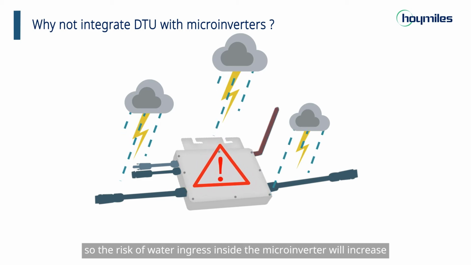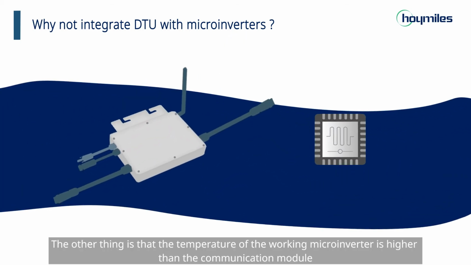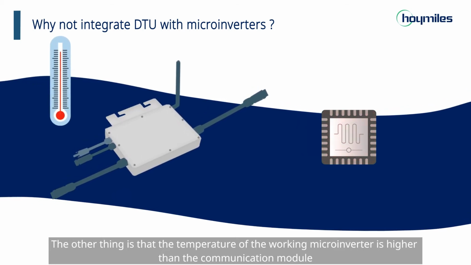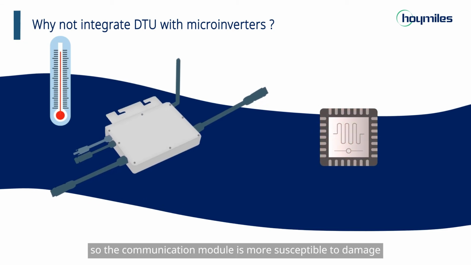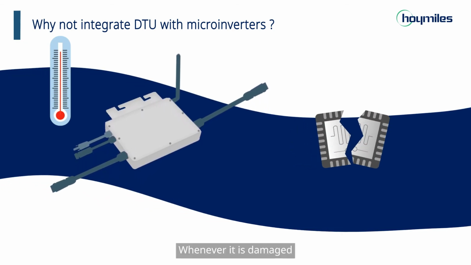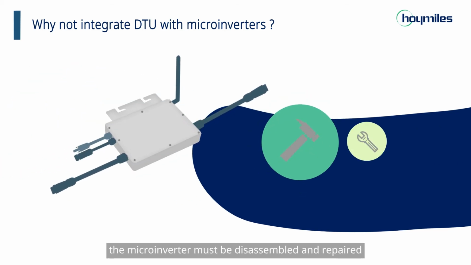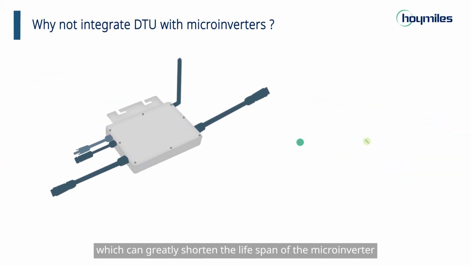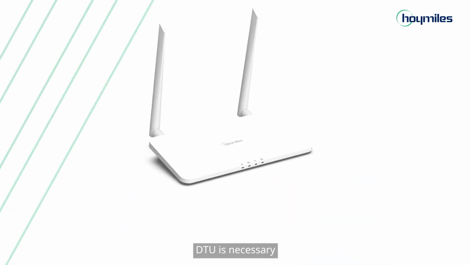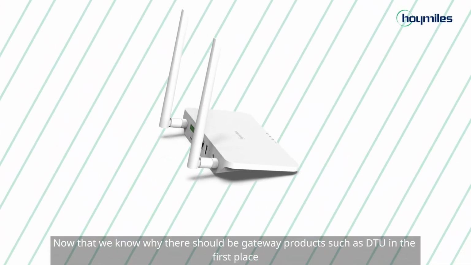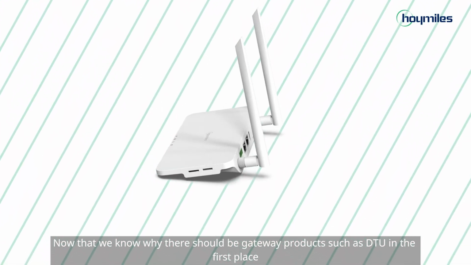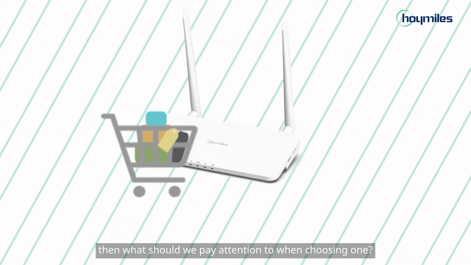The external antenna tends to reduce the water resistance capability of the microinverter, so the risk of water ingress inside the microinverter will increase. The other thing is that the temperature of the working microinverter is higher than the communication module, so the communication module is more susceptible to damage. Whenever it is damaged, the microinverter must be disassembled and repaired, which can greatly shorten the lifespan of the microinverter. Therefore, DTU is necessary. Now that we know why there should be gateway products such as DTU in the first place, then what should we pay attention to when choosing one?